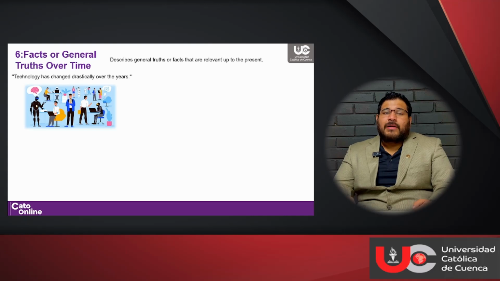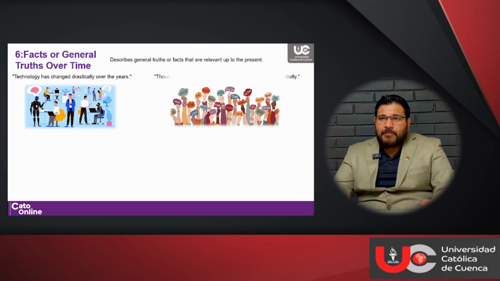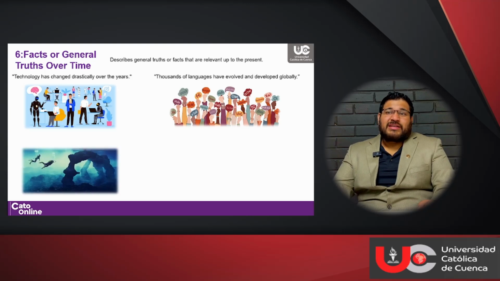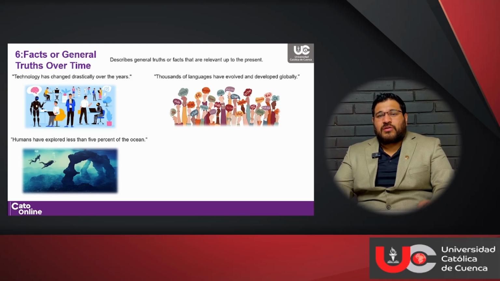For example, technology has changed drastically over the years. It is something that is a fact, okay, it is something that is true, that technology has evolved in our life, so we can use, in this case, the present perfect. Another, thousands of languages have evolved and developed globally. So it is another reality, okay? Humans have explored less than 5% of the ocean.